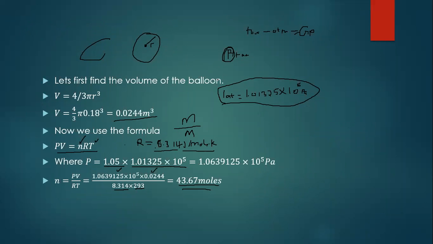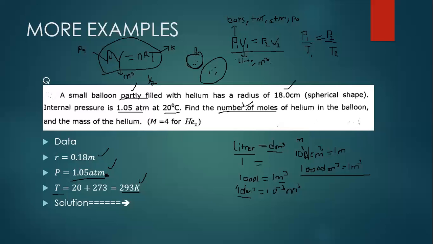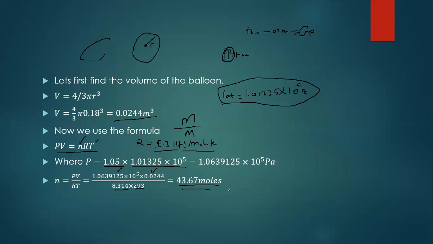I hope it's clear. So we have found the number of moles. Now, what else are we going to find? The number of moles of the helium in the balloon and the mass of helium. So what does it tell you if you find the number of moles? What is the mass? You know that number of moles is equal to mass given over the what? Molecular mass. All right. So we need to find what? The mass of the helium.